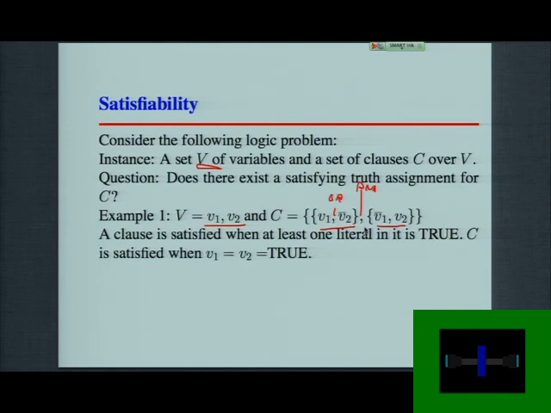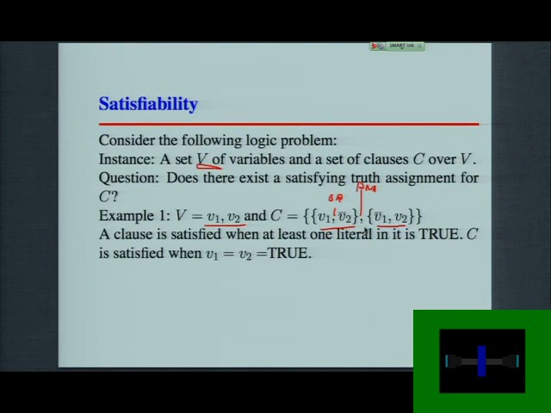Is there any other satisfying truth assignment to it? Yes? Well, all of them. Let's try another one. What would be another one? I did true, true, and that was satisfying. You said false, false? False, false is also good.